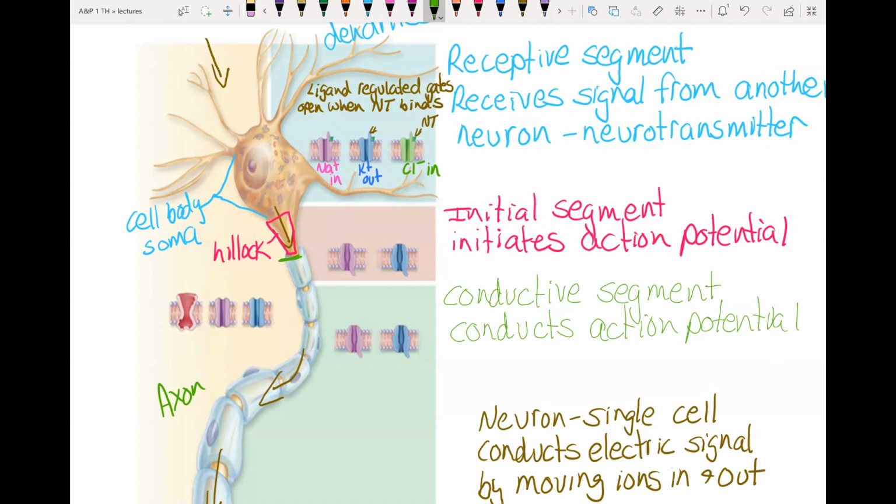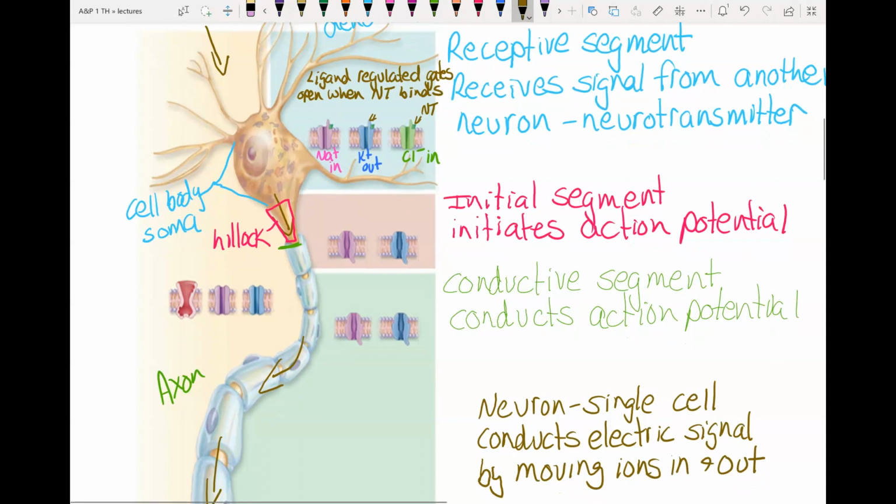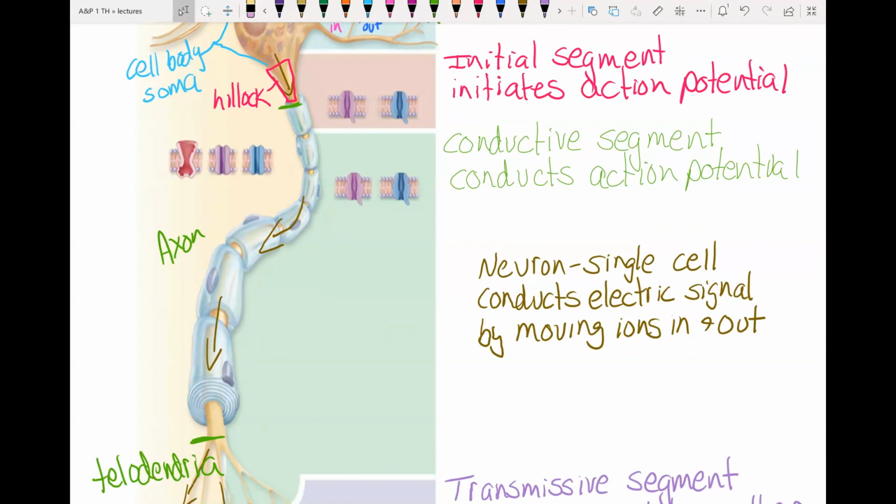Then if we move down here to the initial and conductive segments, you have the exact same gates in both of these segments, so we'll just talk about them together. So notice there's that little flap telling you it's a gate, but you don't see a place here for neurotransmitter to bind. So these are not ligand gates. These are voltage-regulated gates. So they open when the voltage of the neuron increases.